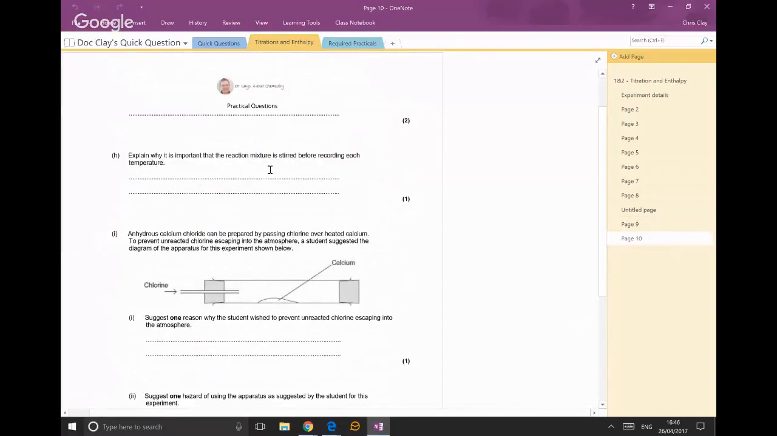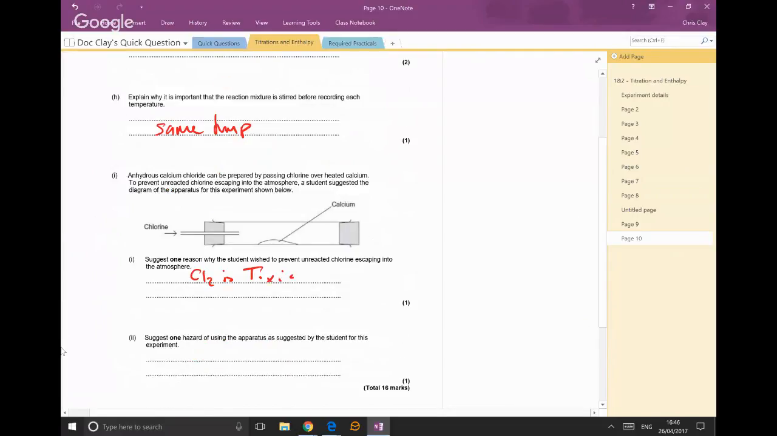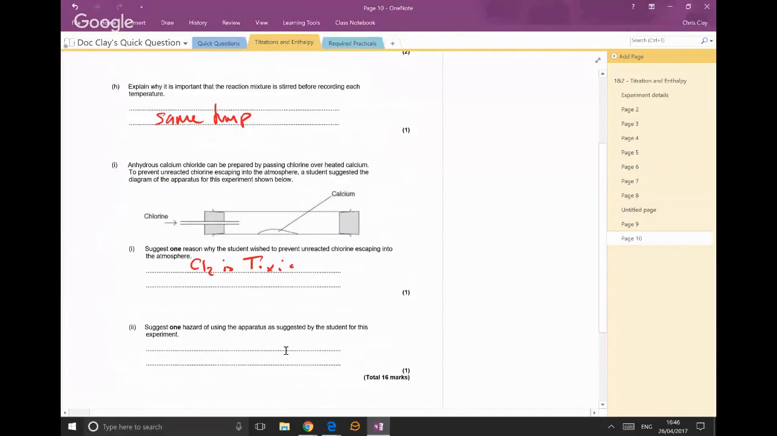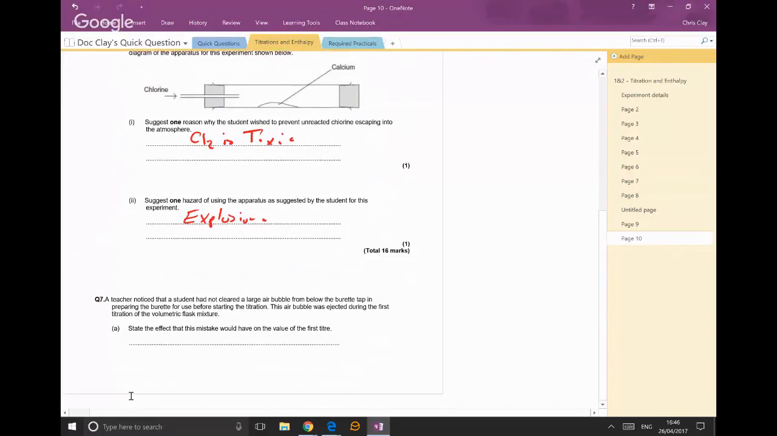Explain why it's important that the reaction mixture is stirred when recording each temperature, and that's to ensure the solution is all the same temperature. Chlorine here, ideas, safety. Chlorine is toxic. And finally, suggest one hazard of using apparatus suggested by the student for this experiment. Okay, so there's chance of explosion here, because we're now heating a glass tube. Okay. There's heaps more questions.